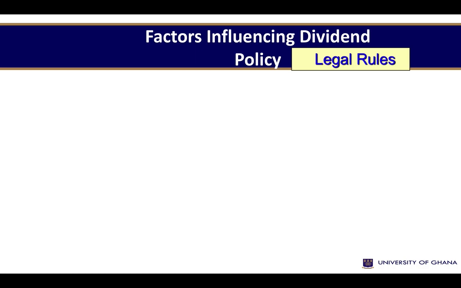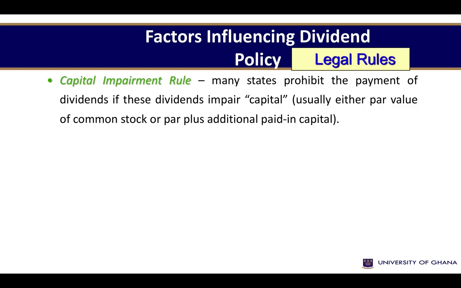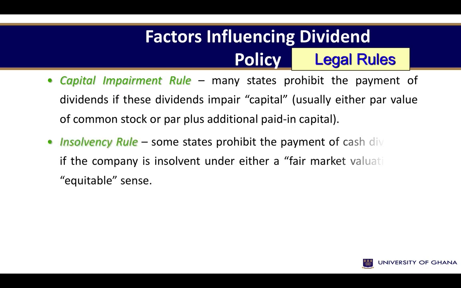Now, going forward, having satisfied ourselves that dividends do matter, what are the factors that can influence dividend policy? Let's start with something in the area of legality. Many states or jurisdictions will prohibit the payment of dividends if the dividends impair capital, either the par value of common stock or additional capital. So if dividend payment will impair capital, then there might be restrictions on the payment of dividends.